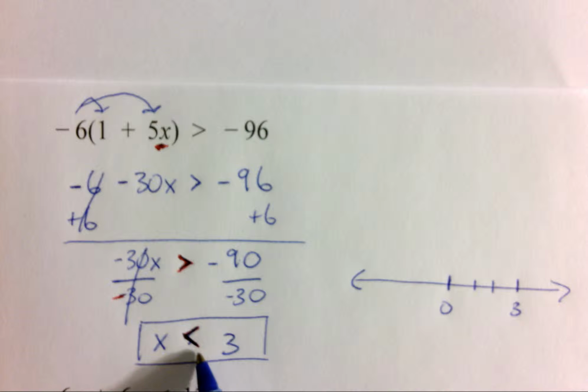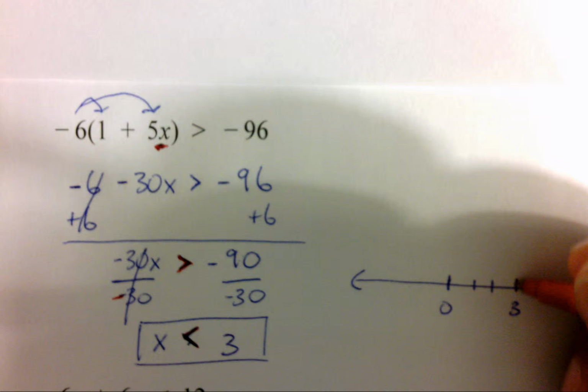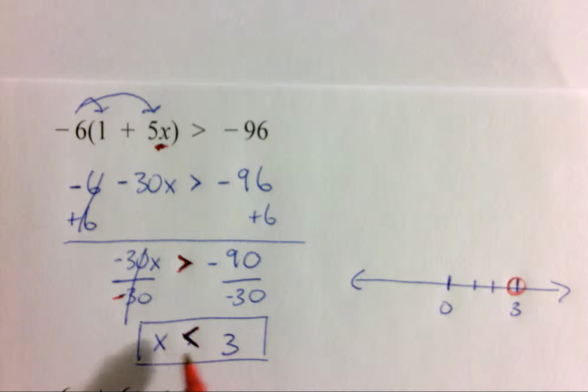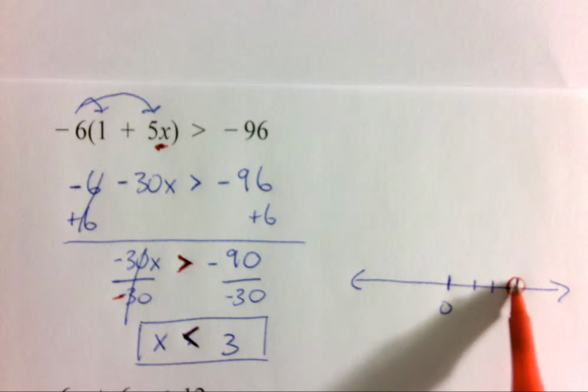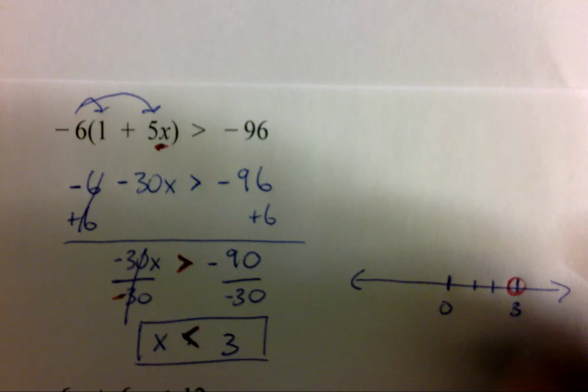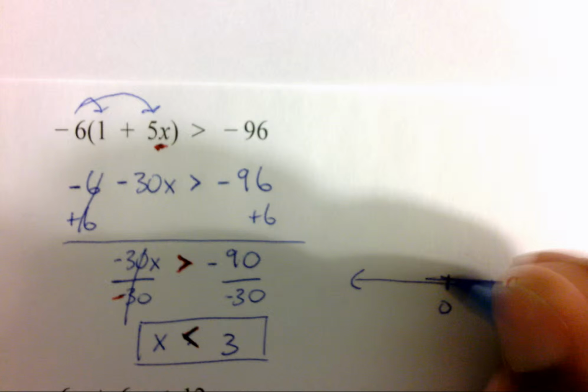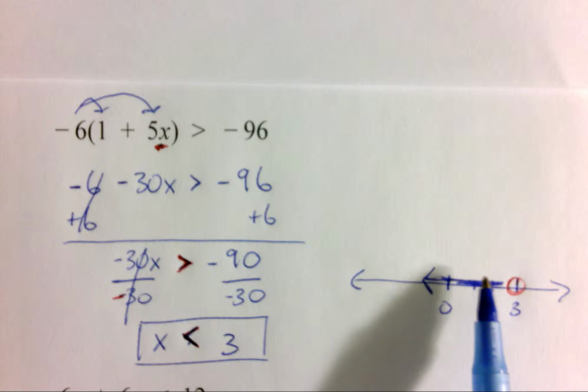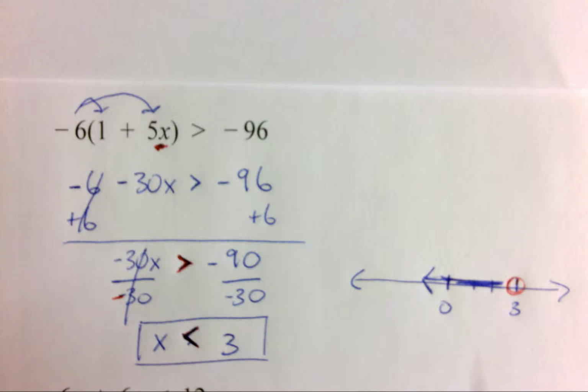And this is a strict inequality, so remember that my circle will be open. And then I want all values of x less than this number 3. So I'm going to shade to the left. And that would be how I would graph my solution set. So here is the algebraic solution. Here is the graph of the solution set.